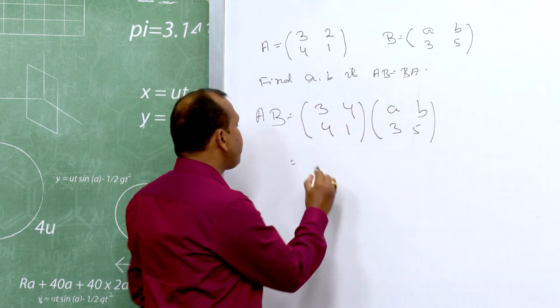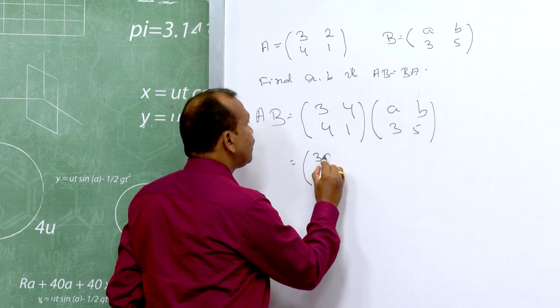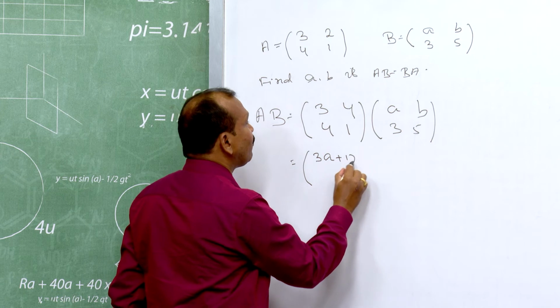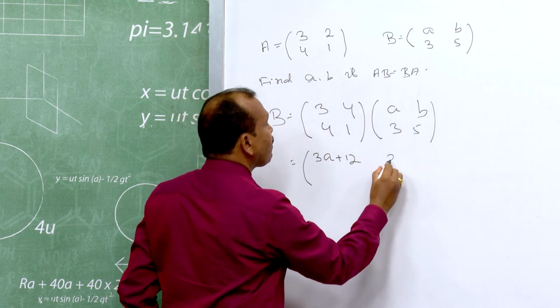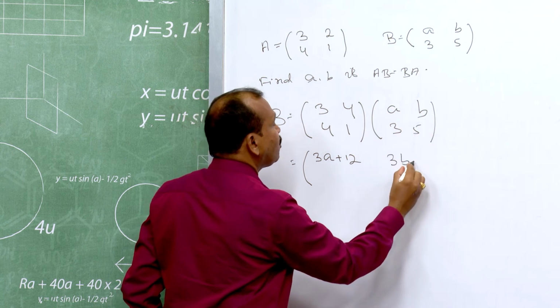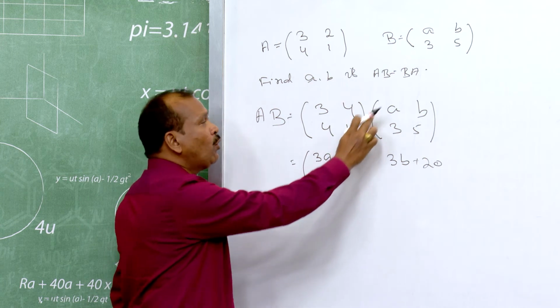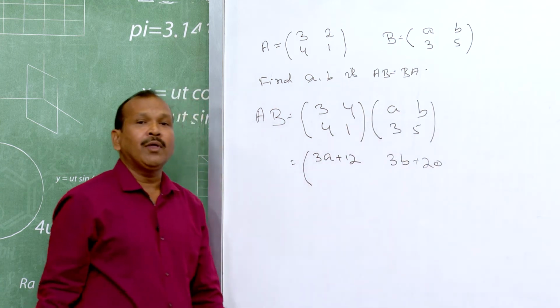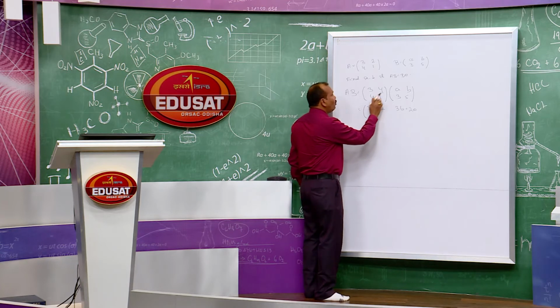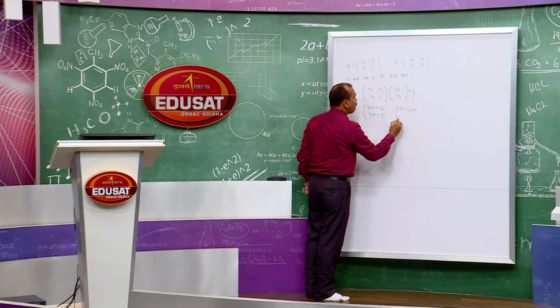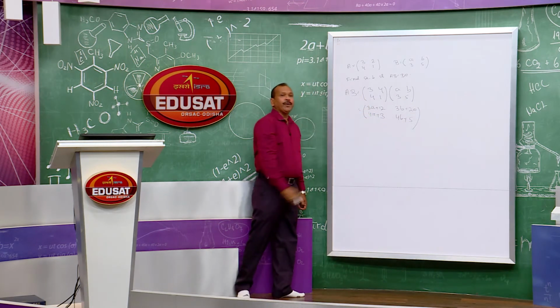So, 3a plus 2 into 3, that is plus 6. Similarly, 3b plus 2 into 5, plus 10. And the second row of the first matrix with the first column and second column of the second matrix gives 4a plus 3, and similarly 4b plus 5. That becomes AB.